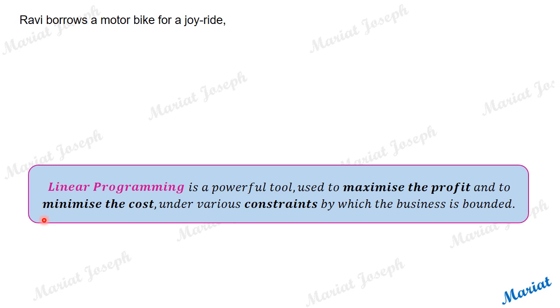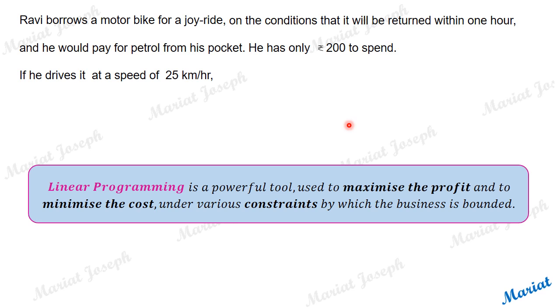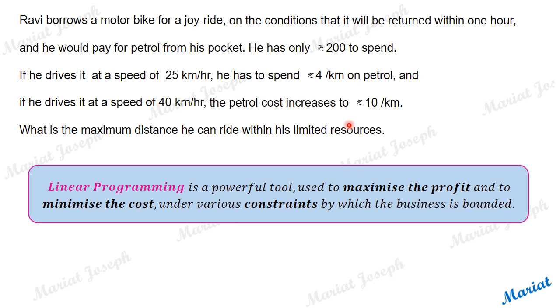Ravi borrows a motorbike for a joyride on the conditions that it will be returned within 1 hour and he would pay for petrol from his pocket. He has only rupees 200 to spend. If he drives it at a speed of 25 km per hour, he has to spend rupees 4 per kilometer on petrol, and if he drives it at a speed of 40 km per hour, the petrol cost increases to rupees 10 per kilometer. What is the maximum distance he can ride within his limited resources?